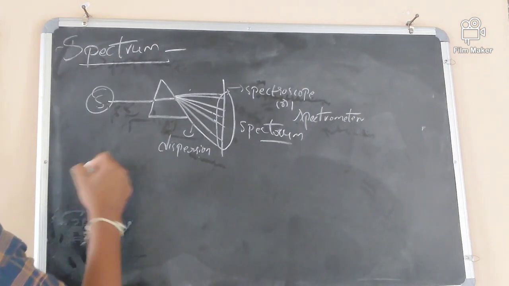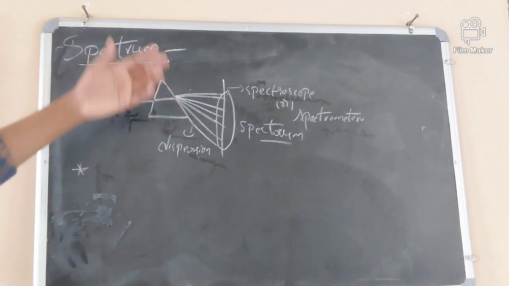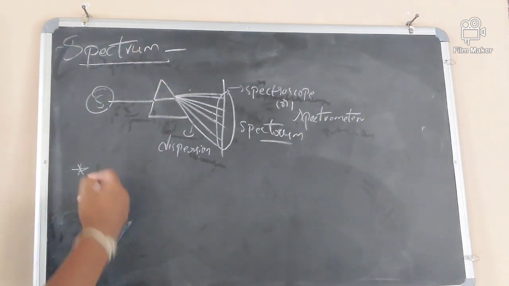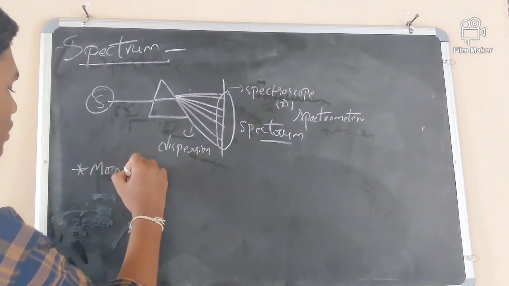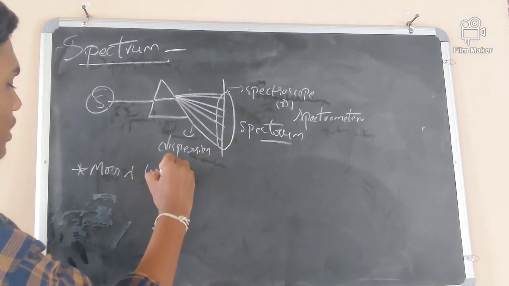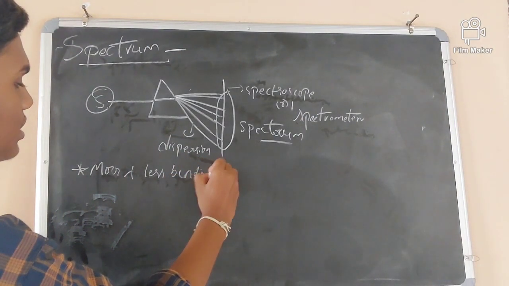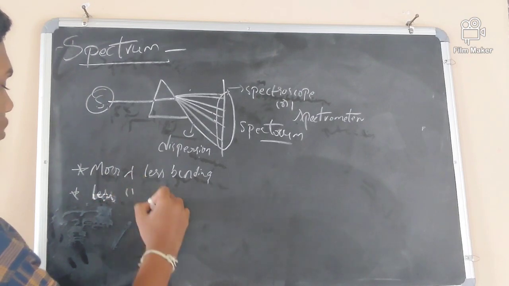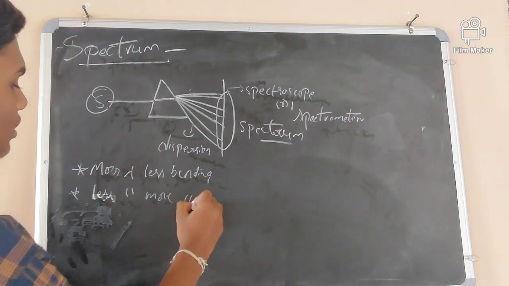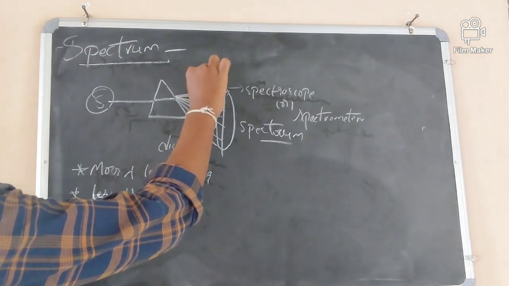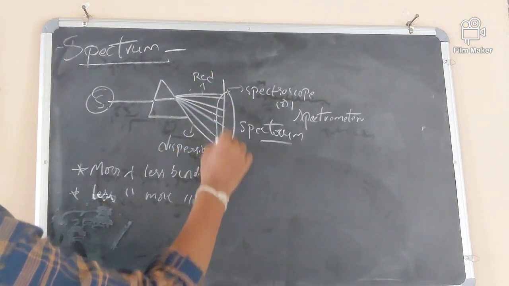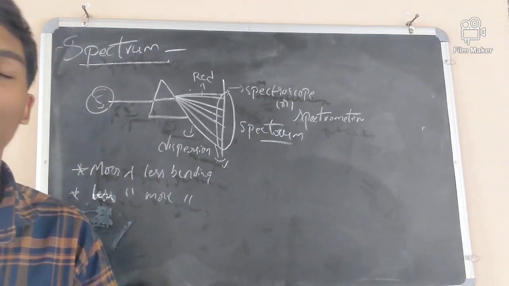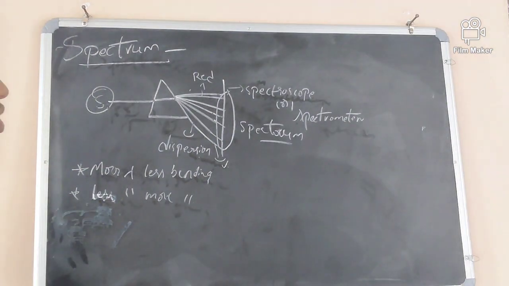Now see, the dispersed light having less bending has more wavelength. Less bending of light means less deviation of light, more wavelength. More bending means less wavelength. See, at the top we obtain red color and at the bottom we obtain violet color, which means red color has more wavelength and violet color has less wavelength.